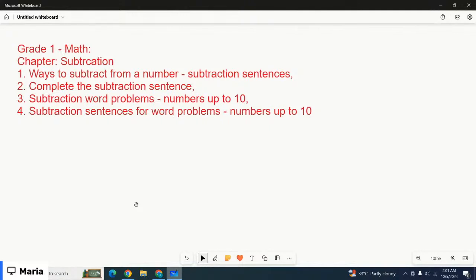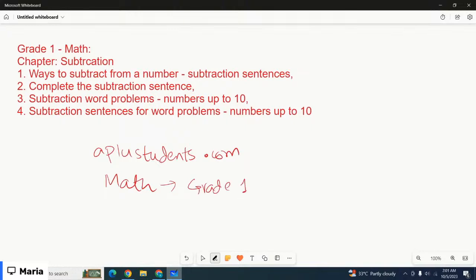We are here for grade 1 math. You can find all the lessons on aplusstudents.com. You have to log in there using your email address and password as provided by the administrator. Then you have to select math from the subject tab. Scroll down to grade 1 and then click on view all lessons.